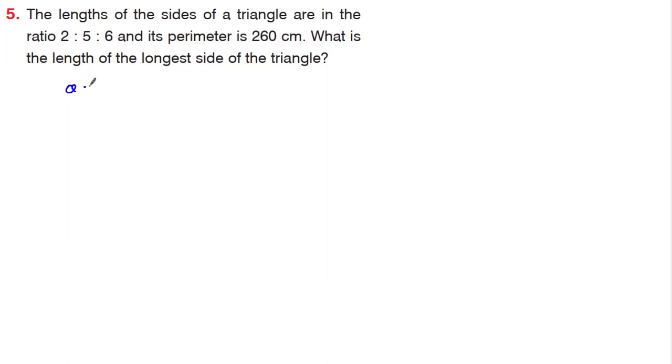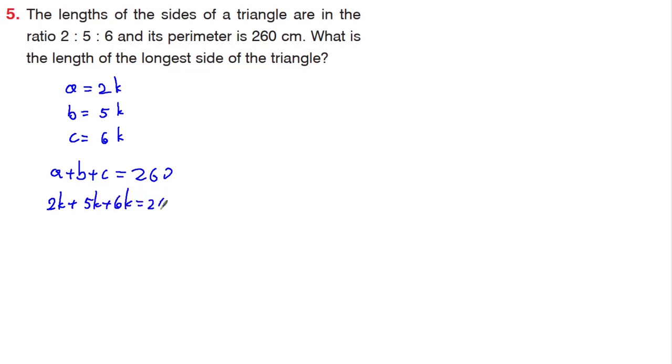Well, if a triangle has a side A, another side B, and another side C, and those are in ratio 2 to 5 to 6, that means one side would be 2 times a number, let's say k. Because they are proportional, the other sides would be 5k and 6k. The perimeter is a plus b plus c, which is 260. If you add them up, you get 2k plus 5k plus 6k is 260. This being 13k is 260.